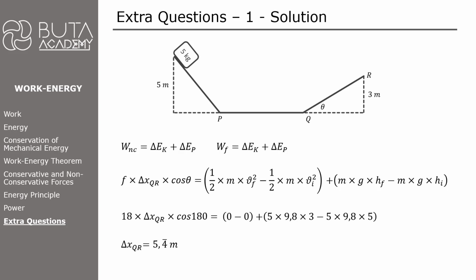Now that we know two sides of a right triangle, we can calculate the angle of incline. The sides we know are the opposite side to the angle, which is the height of 3 meters, and the hypotenuse, which is the length of the incline, 5.4 meters. Opposite side over hypotenuse gives us the sine of an angle. So the inverse sine of this expression will be equal to the angle. Theta is equal to 33.44 degrees.